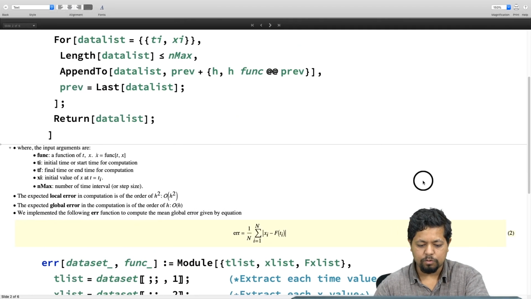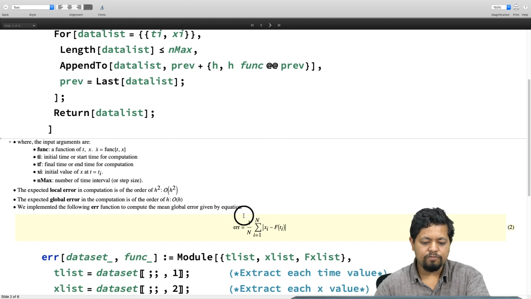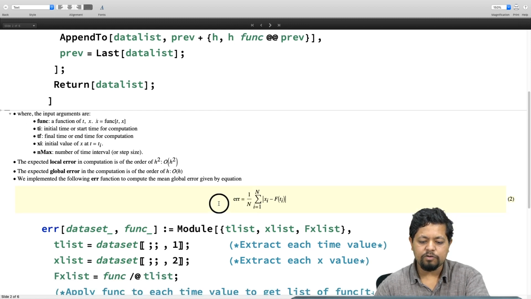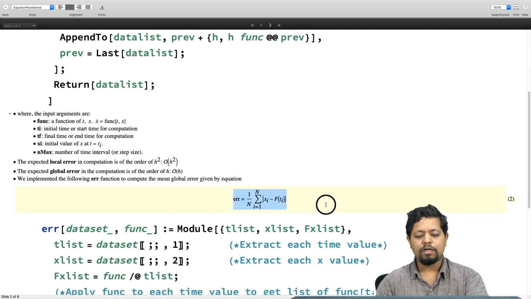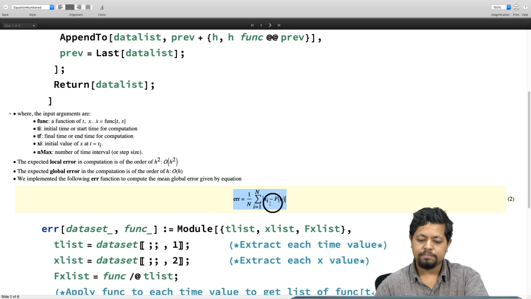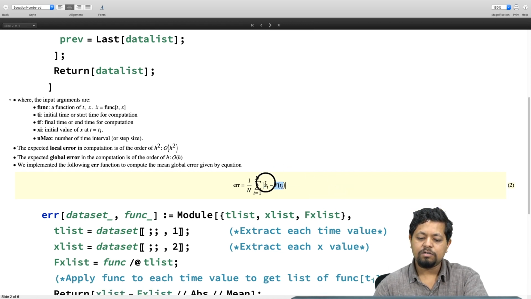So let's go back to our code. In order to find out the global error, we are going to calculate the error using this formula, where we take x i, which is the value that we computed, and f of t i, where f of t i is the analytical solution at time t i. So f of t i is the expected analytical solution and x i is something that we have computed.